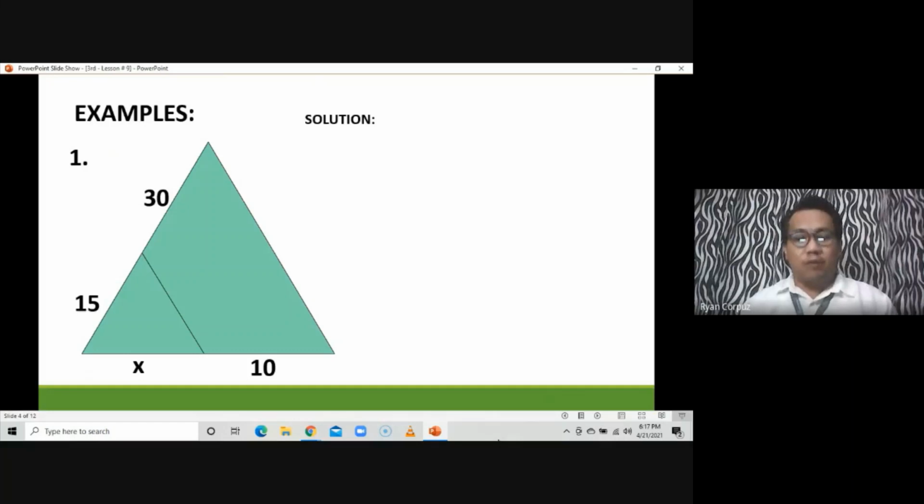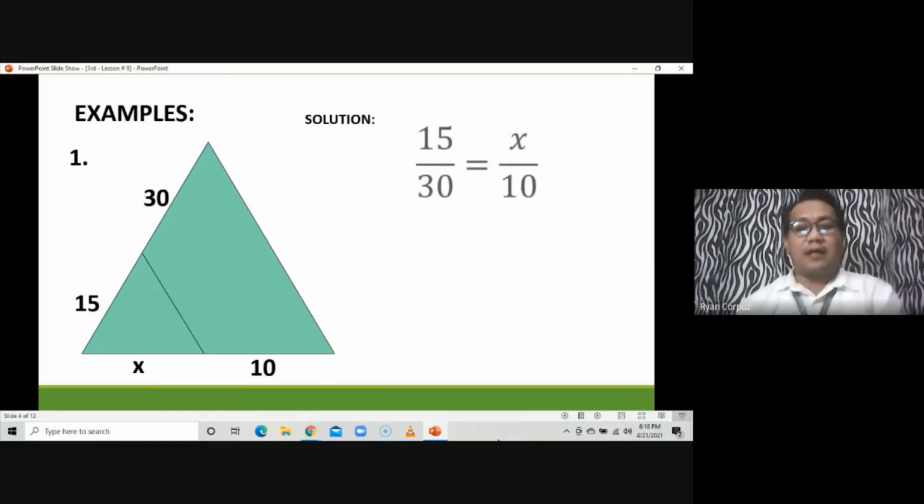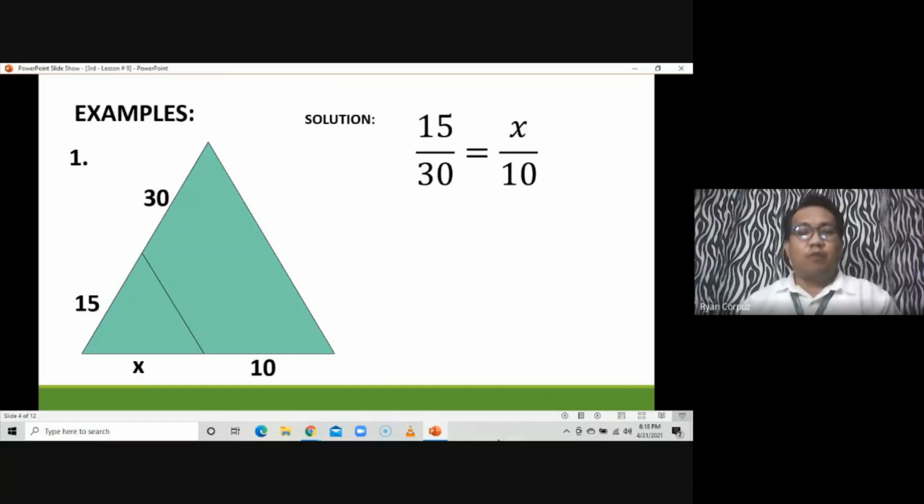So with the application of the basic proportionality theorem, all we have to do in order for us to solve for the value of the variable is for us to form first a proportion. So again, we made mention kanina, there are two ways in forming proportion. We can form proportion vertically, or we can form proportion horizontally. So pwede natin gamitin yung dalawa na yun. So dito, to solve for x, ang ginamit natin is forming proportion horizontally. So we come up with 15 over 30 is equal to x over 10.